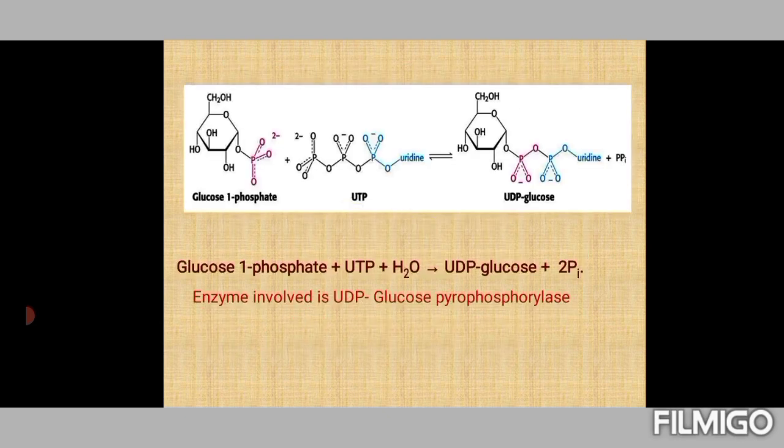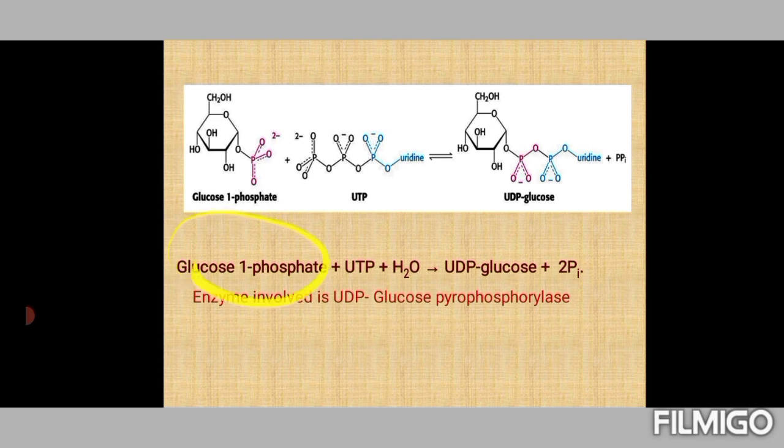And UDPG is actually formed from glucose 1-phosphate. It reacts with UTP, uridine triphosphate. Hydrolysis is involved with the release of pyrophosphate, and what is formed is UDPG. The enzyme involved is UDP glucose pyrophosphorylase. Obviously the energy comes from the hydrolysis of this molecule with the release of pyrophosphate. So this is how UDPG is formed.